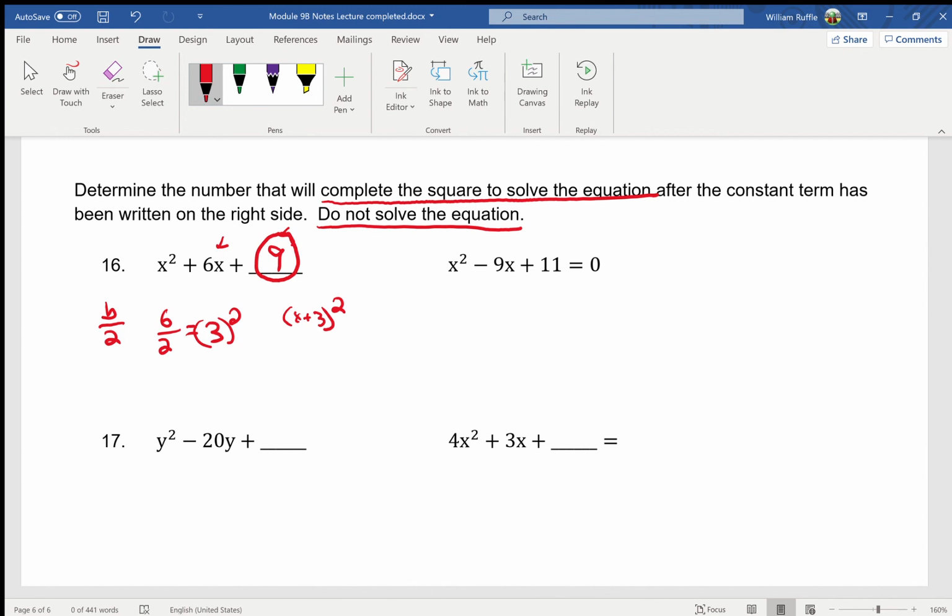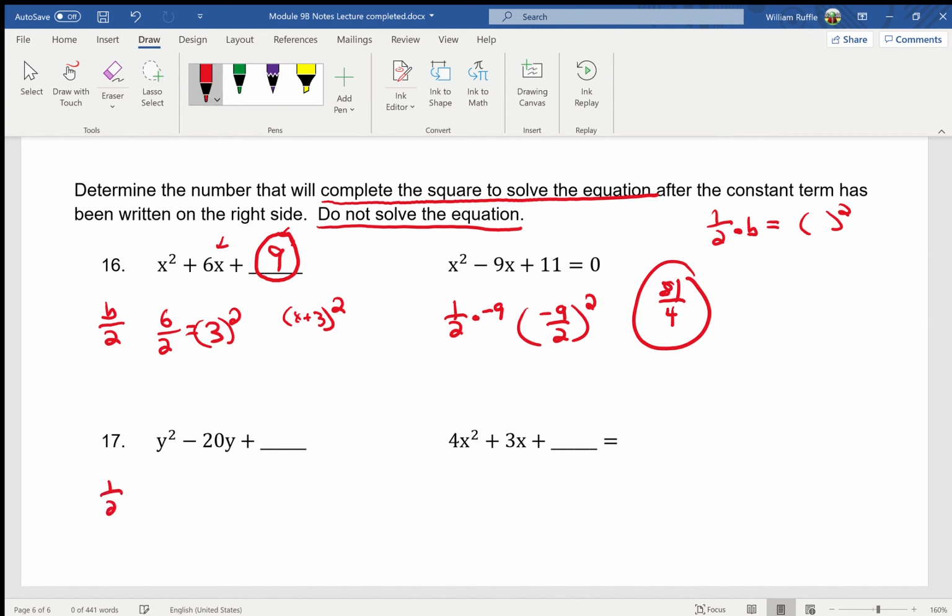So really what I'm doing here is I'm taking the b term. So in the end, I'm really going to go 1/2 times b. And then I'm going to square whatever that answer is. So in this case, it's 1/2 times negative 9, or negative 9/2. And now I got to square it. So this is 81/4. So that's my answer for this question. That's what I need to add to both sides.